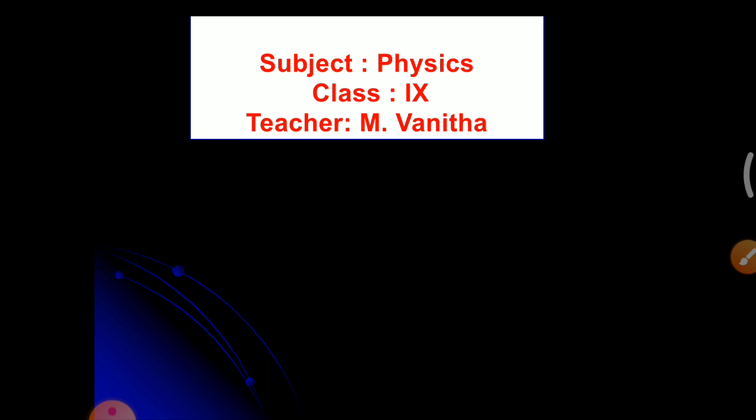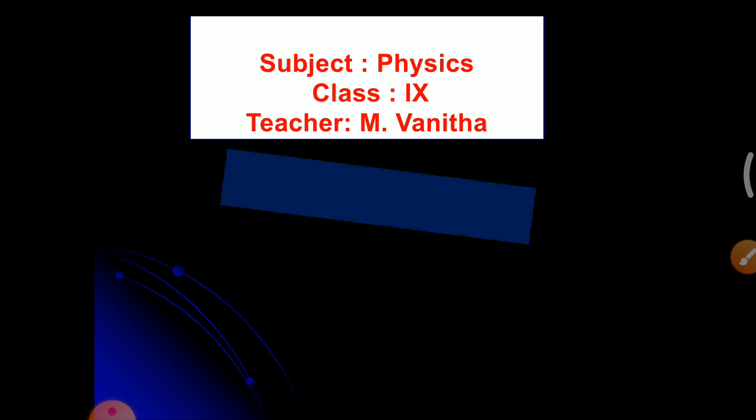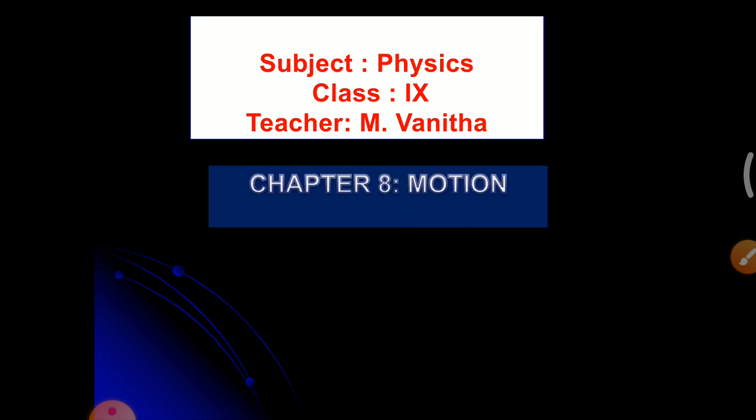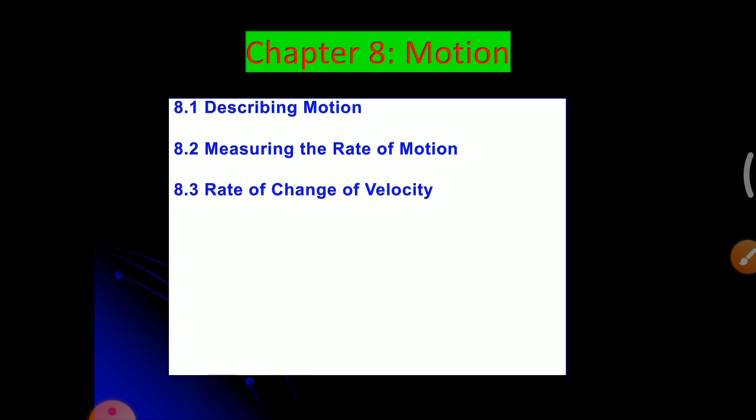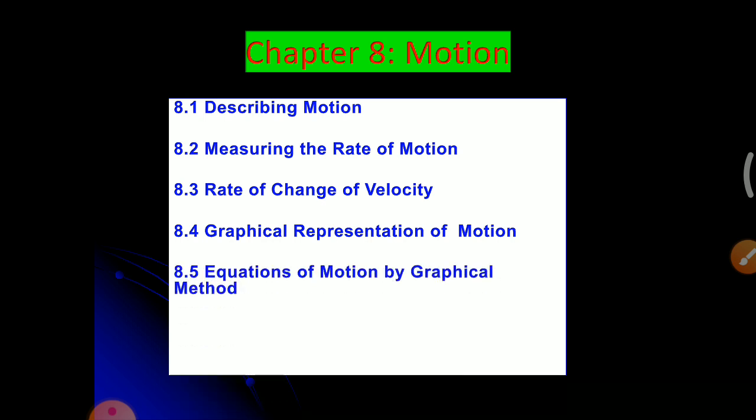Today, we are going to see the subject Physics, Class 9, Chapter number 8, Motion. And this chapter contains 6 topics. The first topic 8.1, Describing Motion. 8.2, Measuring the Rate of Motion. 8.3, Rate of Change of Velocity. 8.4, Graphical Representation of Motion. 8.5, Equations of Motion by Graphical Method. 8.6, Uniform Circular Motion.